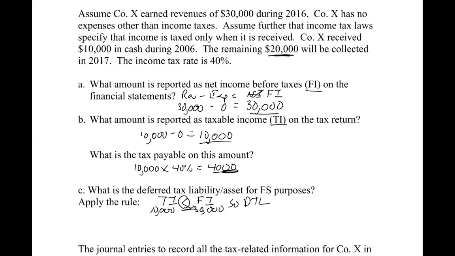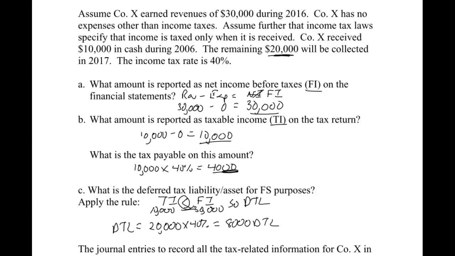Now remember, the deferred tax liability is the tax on the difference. My difference here is 20,000, so make sure you remember that. The DTL is not 20,000. It is the tax on that difference. So the 8,000 is my DTL.